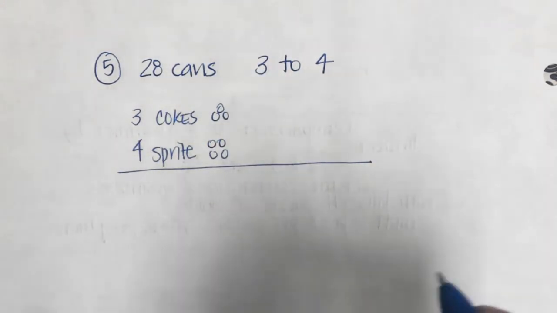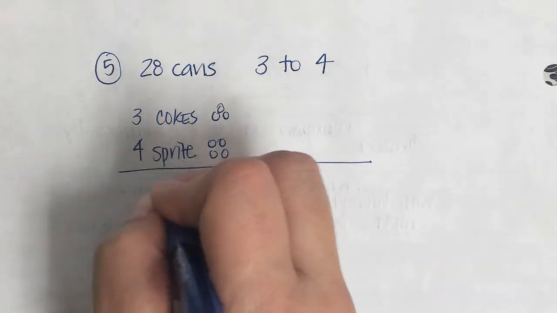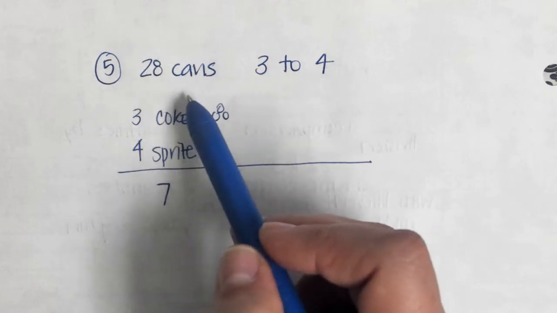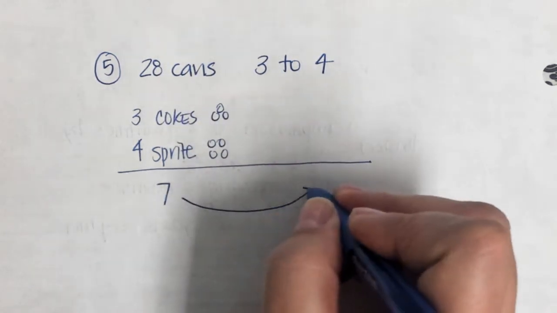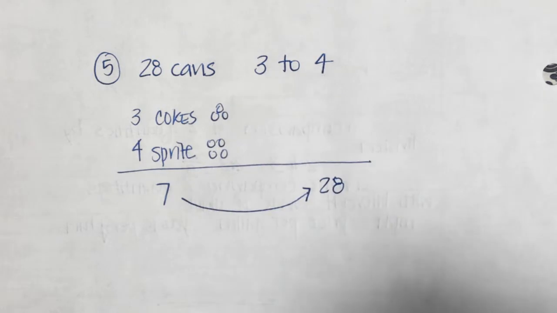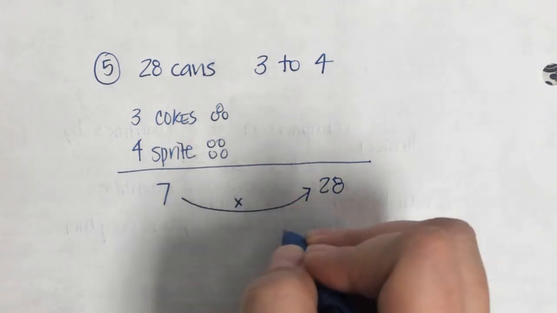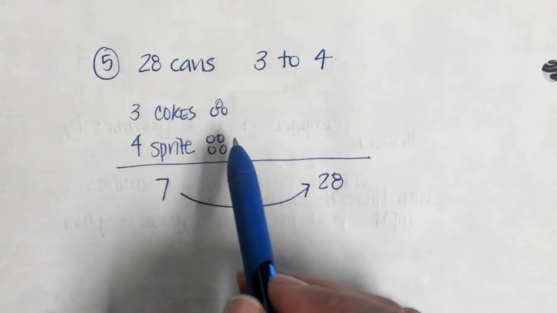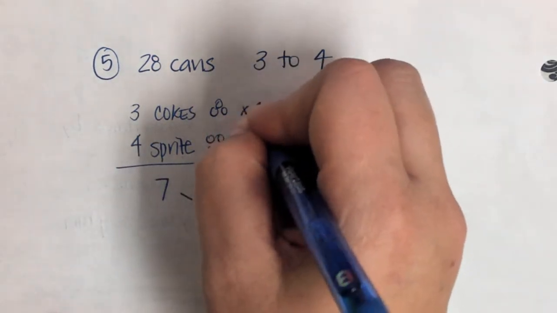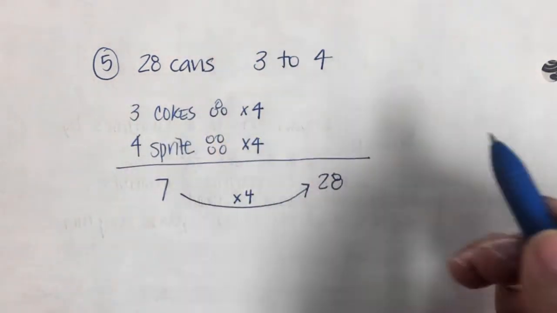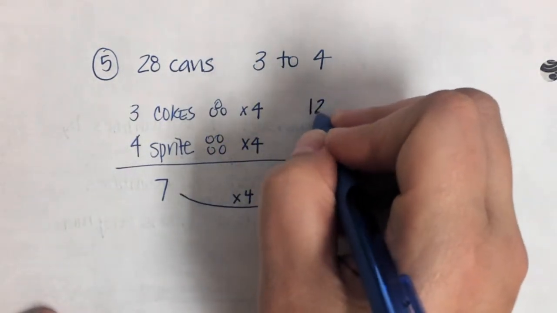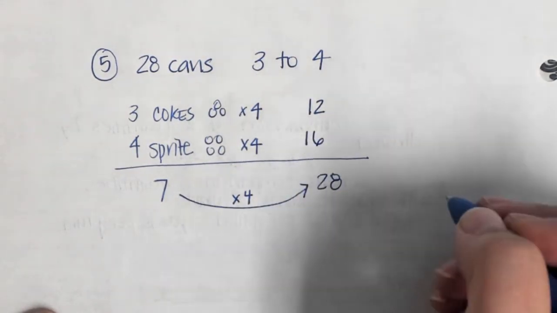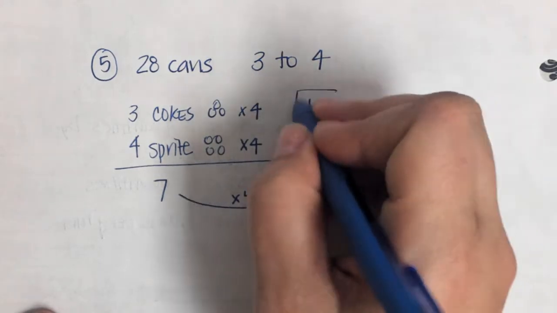So how many total cans do I have right now? 7. Okay? But it wants to know what my ratio is going to be if I have 28 cans. So how do I go from 7 to 28? You multiply. Times 4. So that means I need 4 groups of these and 4 groups of these. All right? So if I multiply both of these, 3 times 4 gives me what? 12. And 4 times 4? 16. Do those two together equal 28? Yes. This is your new ratio.